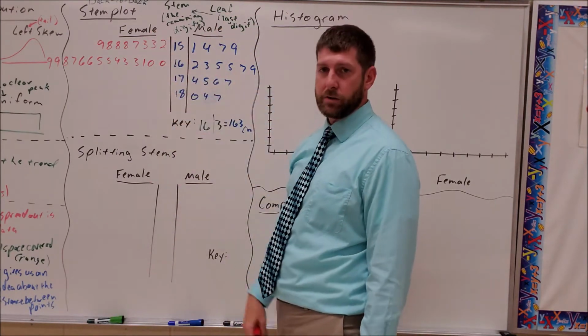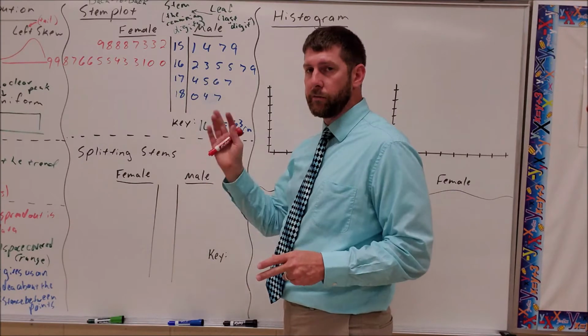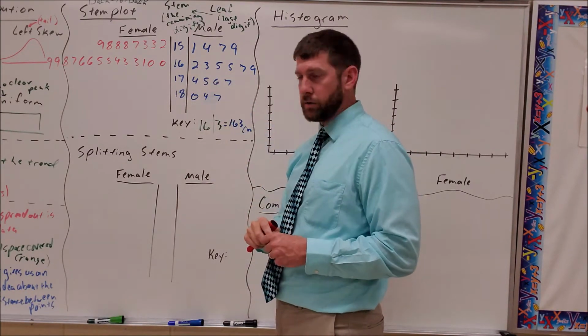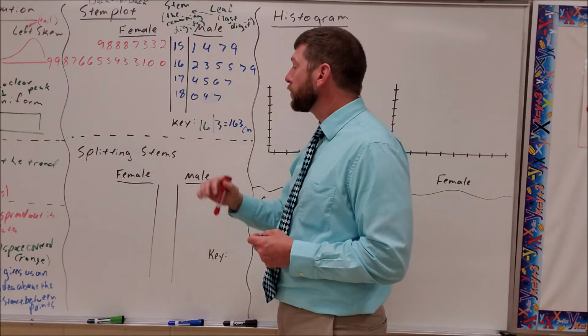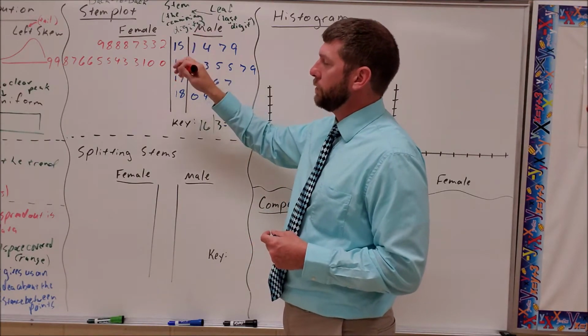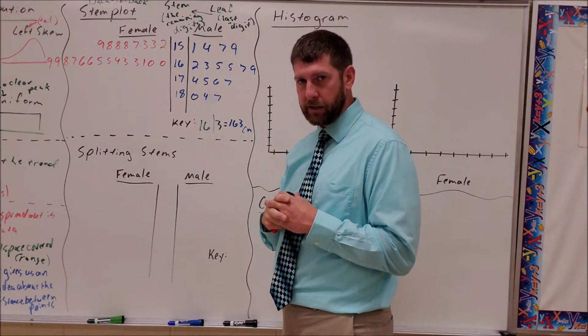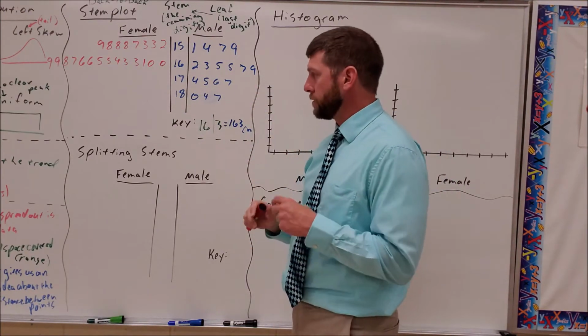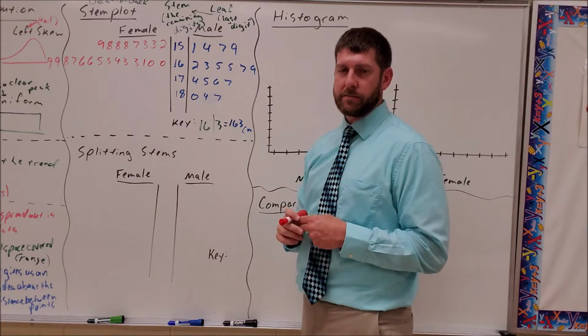Where the females had so much packed in the 150s and 160s, you really can't see a good picture. With the males, you get a little bit of a picture, but with the females, you don't. So when things are too tightly packed with a regular stem plot or back-to-back stem plot, we can manipulate it and use what we call splitting stems.